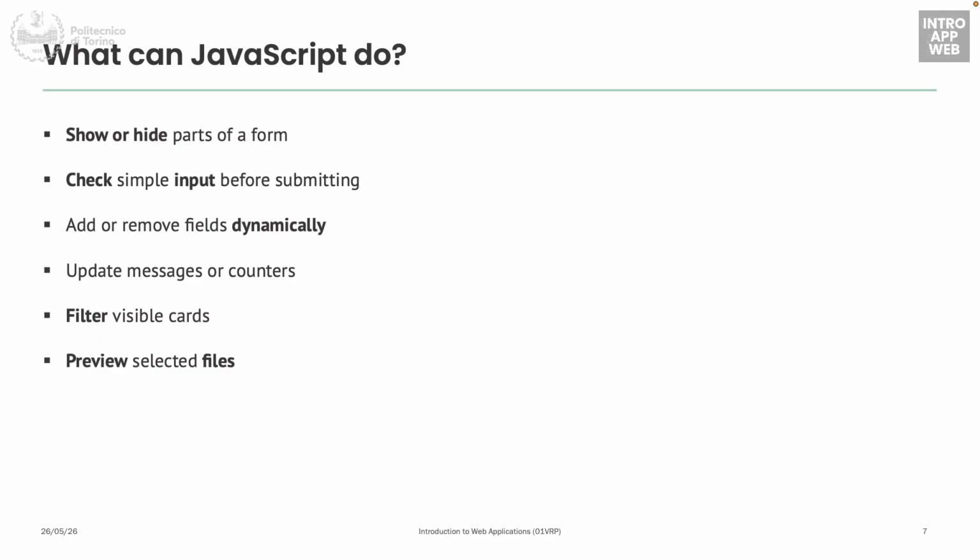It can update messages or counters, filter visible cards, for instance, but in this case it's not just filtering visible cards, but filtering any HTML component. So for instance, when I said we want to implement a filter or a search function in our page, so that when the user writes something, based on what he writes, it filters the available tours that are consistent with the filter that the user is applying. So it's something that can be also managed through JavaScript, and to preview selected files.